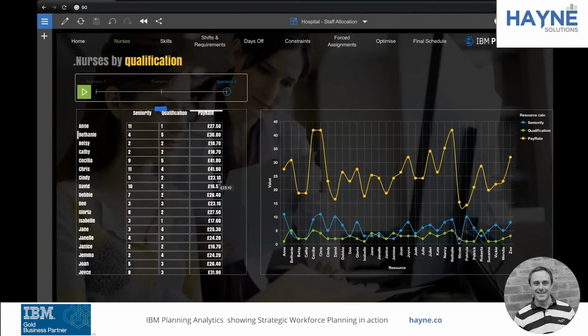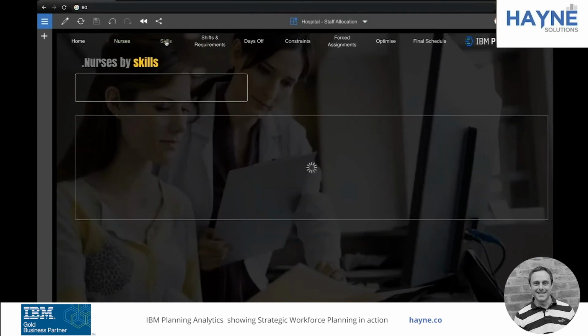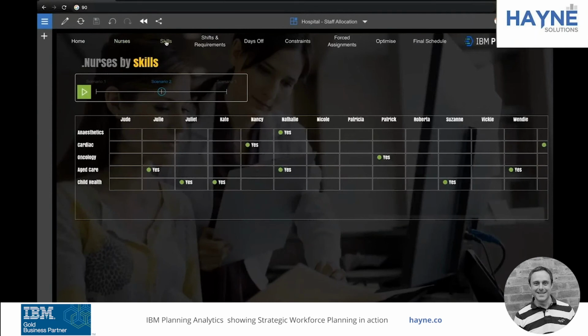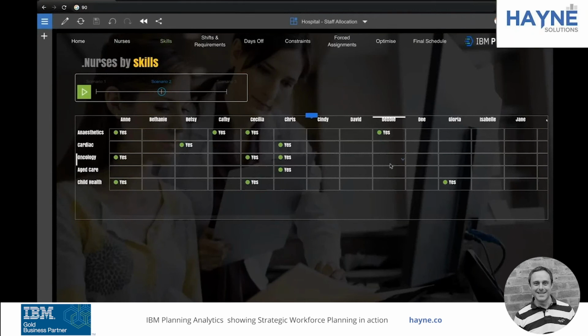The next part that we then want to look at is to do with the skills. So when we move to the skills tab, what we have in here is a table of the different nurses and the skills they have. So we can allocate the right skills and nurses to the right departments for each shift. So for example, if we had a look at Debbie, and Debbie has recently gained skills in oncology, we can add that skill to her profile.